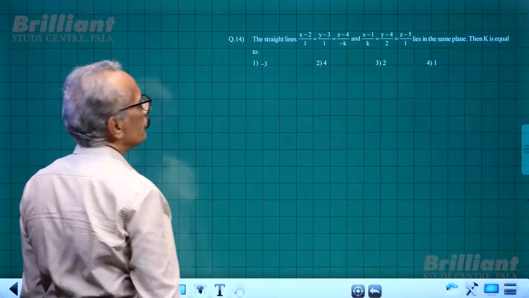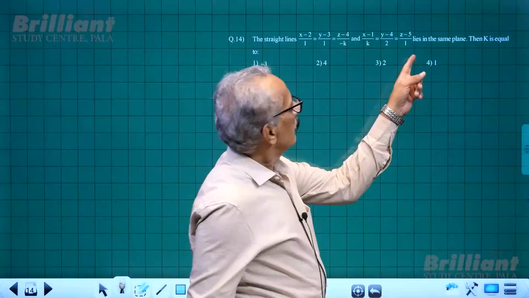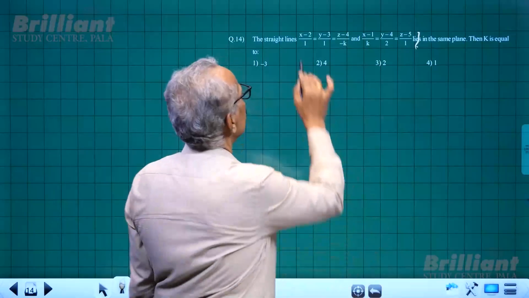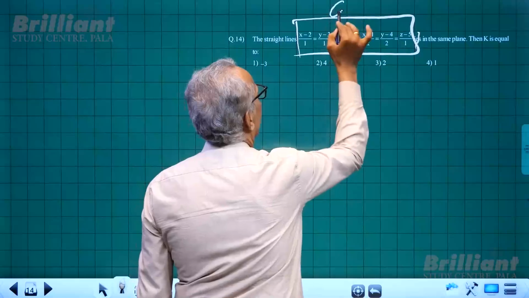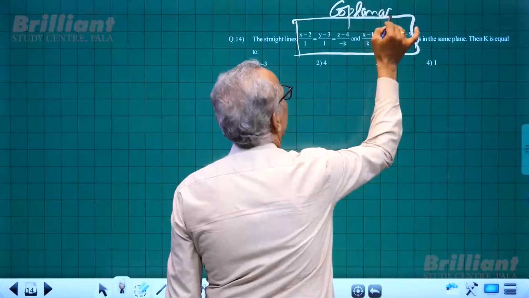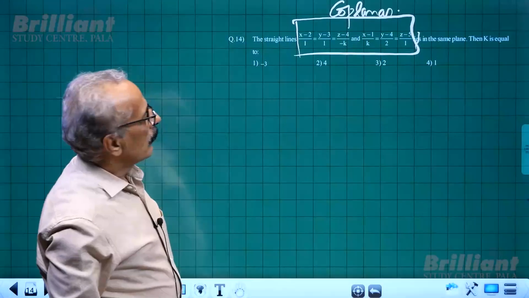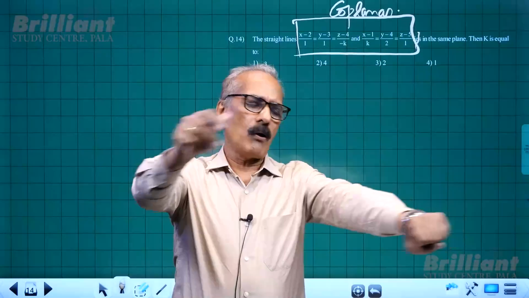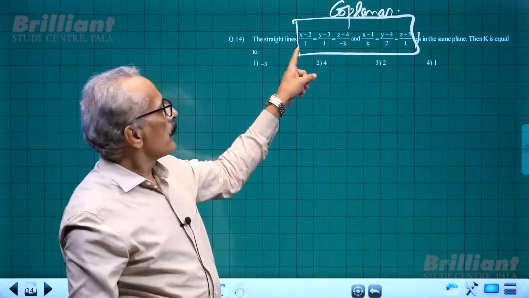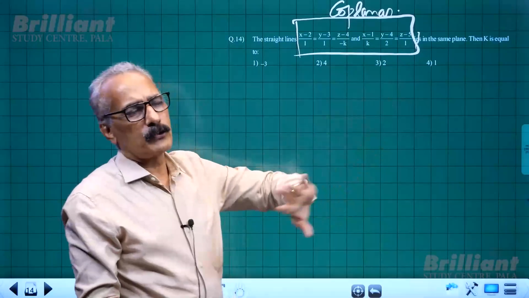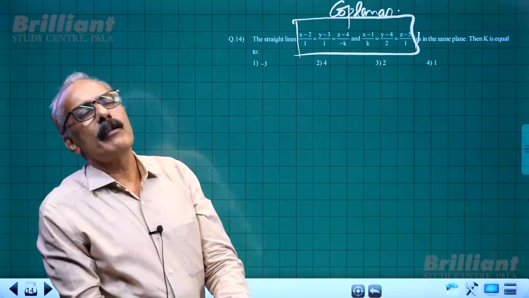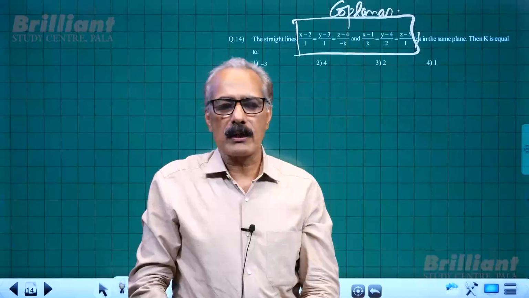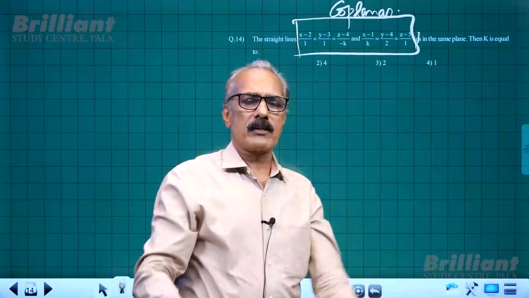On to the next question. The straight lines lie in the same plane. That means these two lines are coplanar. What is the condition that the two lines are coplanar? Either they should be parallel or they should be intersecting. Parallel means the direction ratios 1, 1, minus k and k, 2, 1 are proportional. So it's not parallel at all. Then intersecting. What's the condition? A1 minus A2 dot B1 cross B2 is equal to 0. That means the box product is equal to 0.